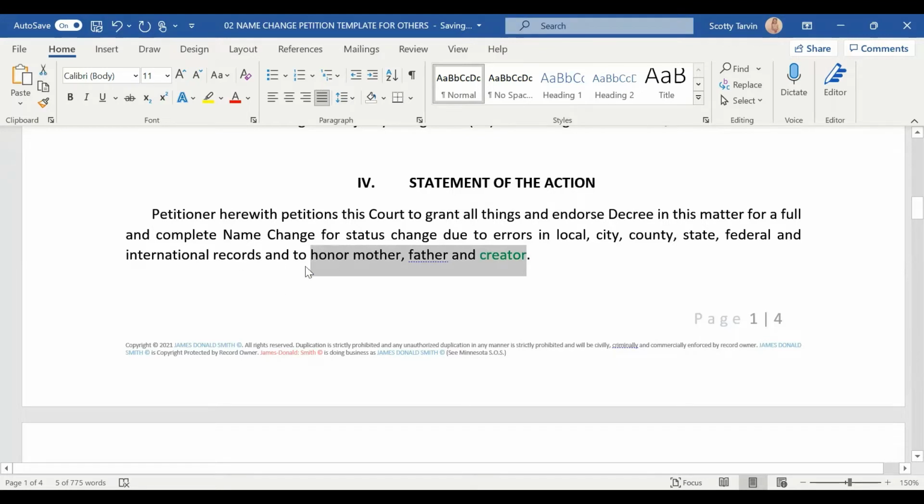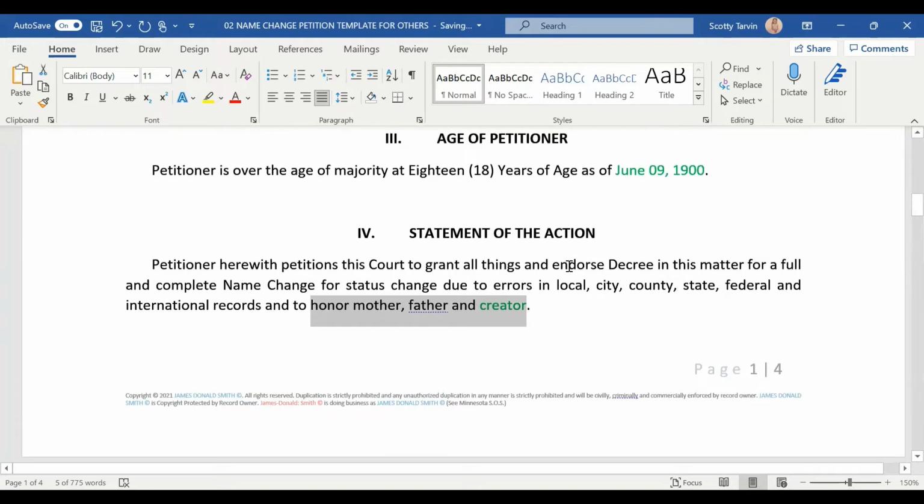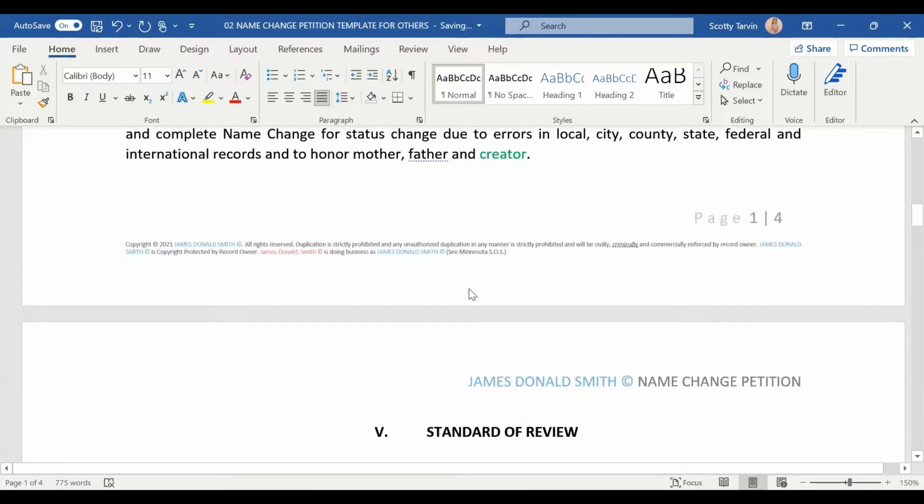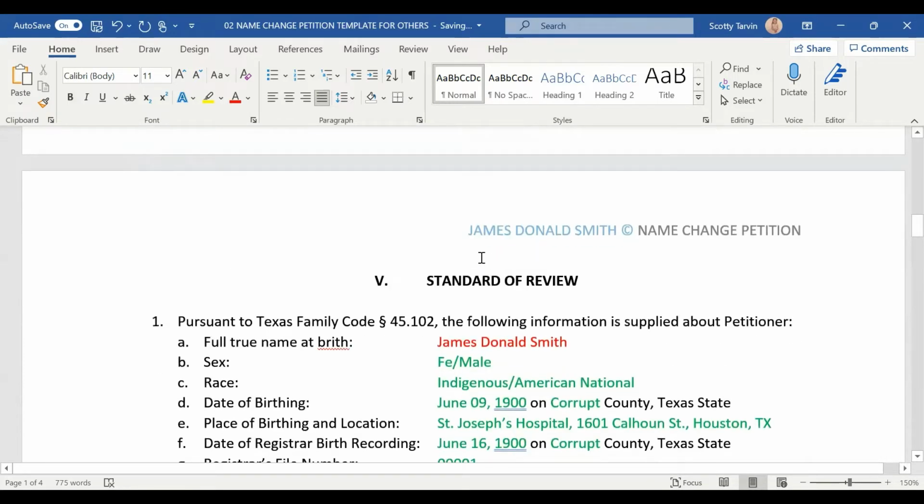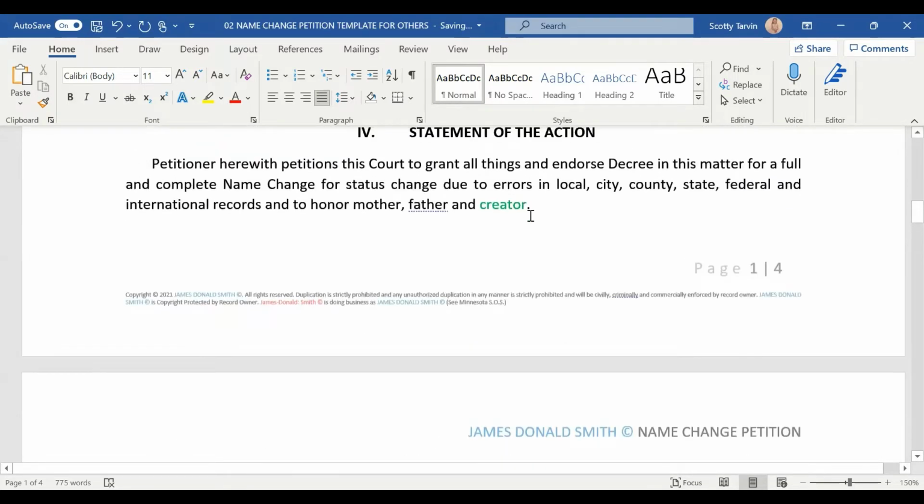This statement right there. Yep. Basically to correct the records. Yep. Honor mother, father, and creator. That's all they want to hear. Okay. That's just the answer. And I've been through two of these personally, and that was it. As soon as you get creator out of your mouth, granted.